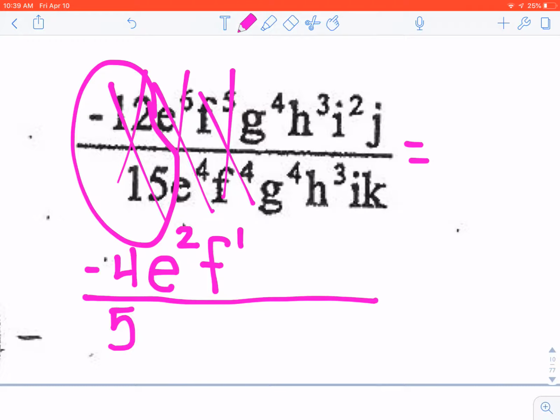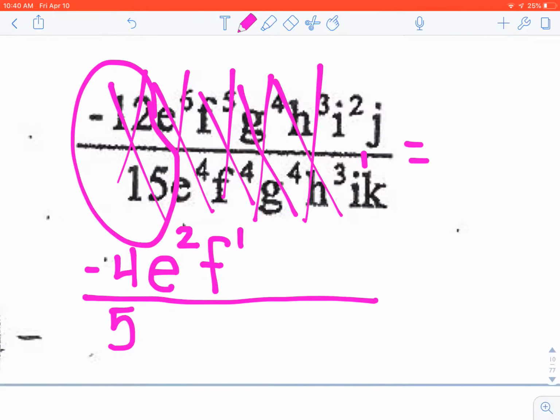Now what happens with the g here? We have g to the fourth over g to the fourth. So I haven't reviewed this yet, but remember, when you're dividing and the exponents are the same, you can do two things. You can take 4 minus 4, which is 0. Do you guys remember anything to the 0 power is what? Okay, hopefully you said 1. Or you can just cancel these out. They're gone. It's dividing the same term, so they're going to cancel. Same thing here with h to the third divided by h to the third. They are the same term. They're going to cancel, so cross them off.